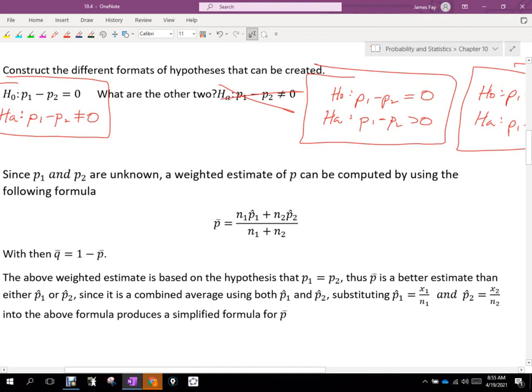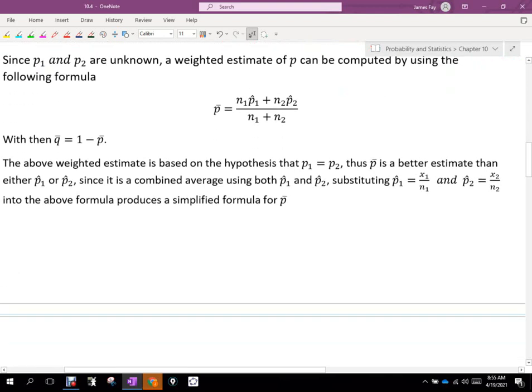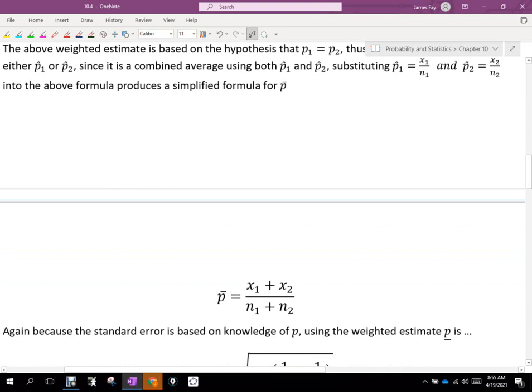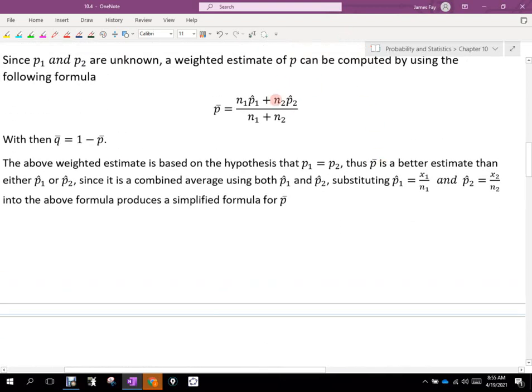So substituting P hat 1 equals X1 over N1 and P hat 2 equals X2 over N2, the above formula produces a simplified formula for P bar. So we can see this, right? If we were to go in here and say P hat, which we've already talked about as X1 over N1, times N1, what happens with those N1s? Cancel out, right? If I look at P hat sub 2, we said that was X sub 2 over N sub 2 previously, and I have this N sub 2 out in front. What's going to happen with those N sub 2s?